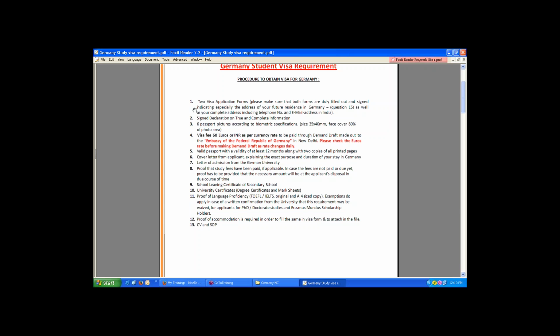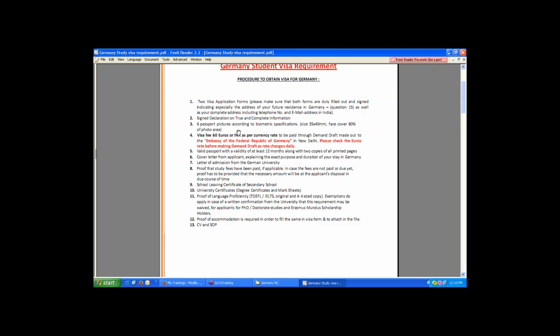There are two different application forms available for Germany. Declaration form, like a signed declaration on true and complete information. This is a separate declaration form which is required for Germany only by the German embassy. Indo-European will provide the same declaration form at the time of document collection.